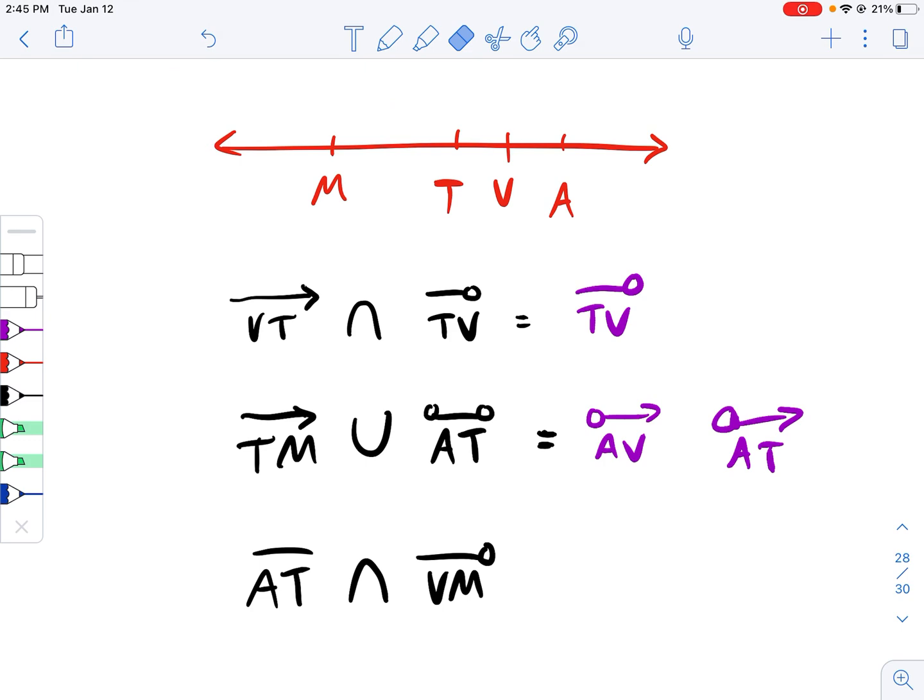Okay, and finally, segment AT intersected with open-ended segment VM with the open end at M. All right, so what do they have in common? They have this part in common, so I would say that their intersection is, I'm not going to put my dot on there. Their intersection is segment TV, also known as segment VT.